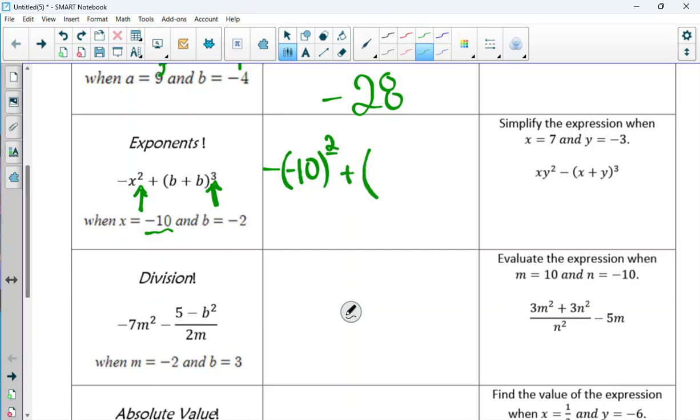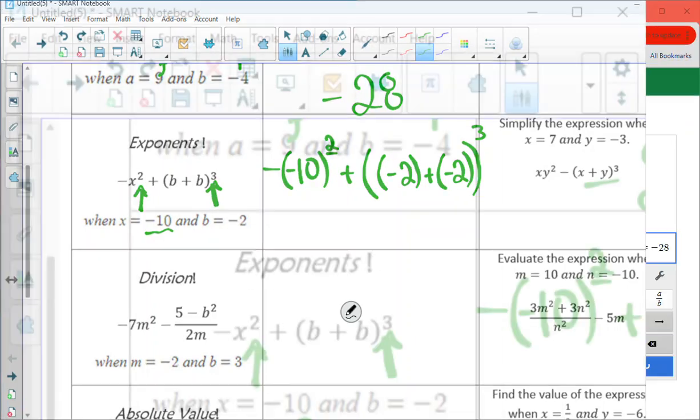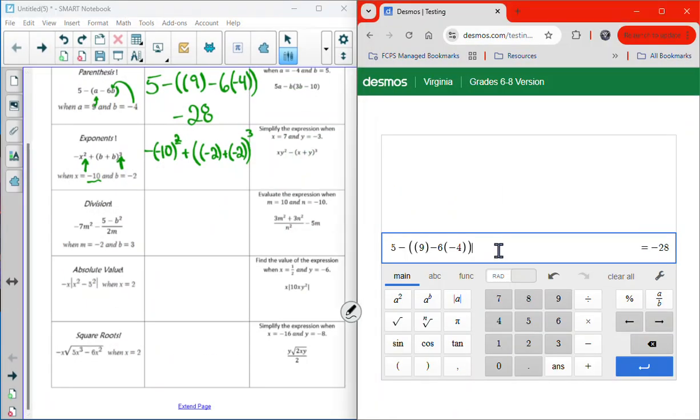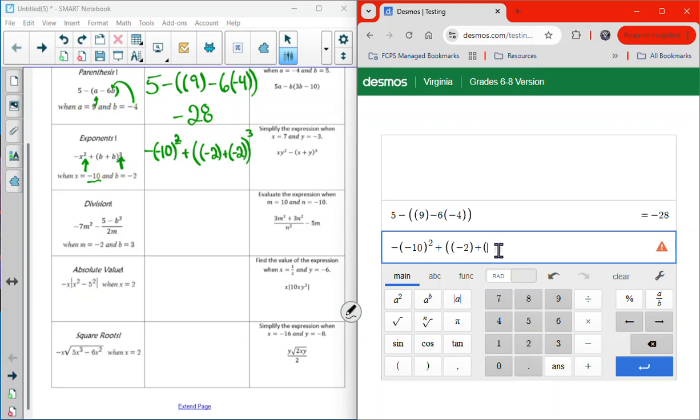Plus, open parentheses for this b plus b. So that's -2 plus another -2. And then we're cubing that entire expression. So we close that big parentheses and then put the cubed on the outside of that. So -10 in the parentheses with the squared on the outside, plus big parentheses opened, smaller parentheses for that -2, another set of parentheses for the second -2, close the big parentheses, and then put the cubed on the outside.